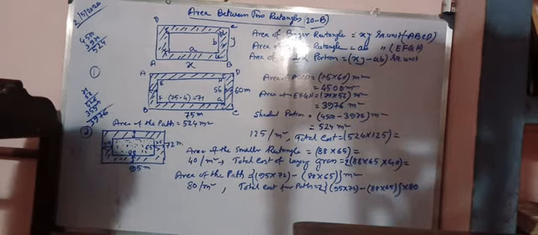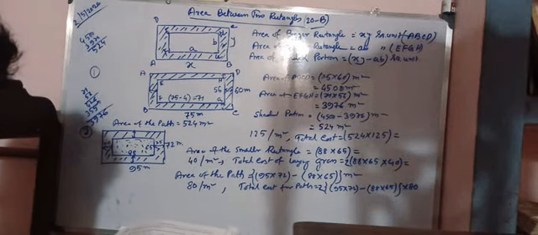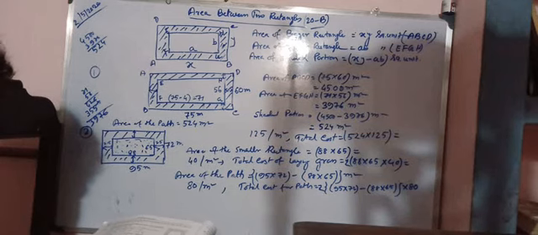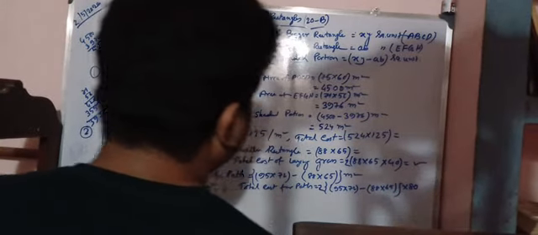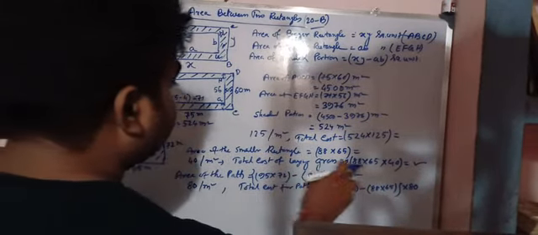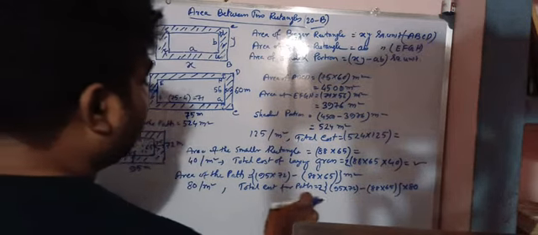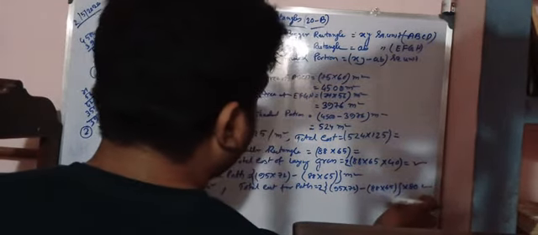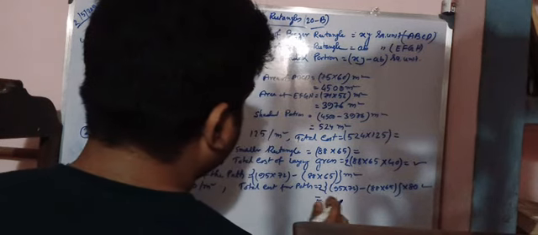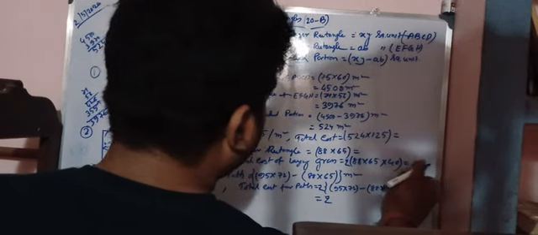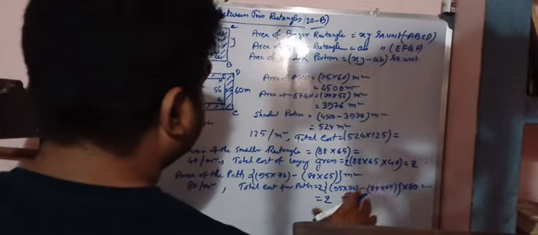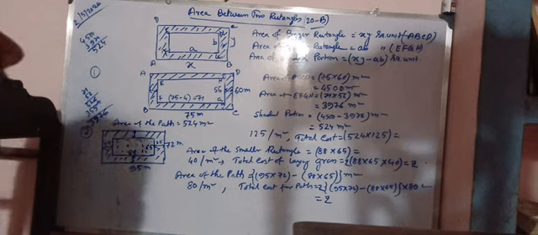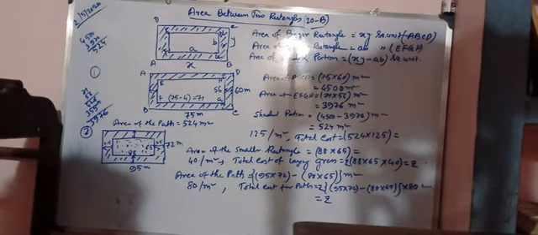Now my total expense is equal to the total cost of laying grass and the total cost for the path. If we add this, it will come to some rupees, and this will also come to some rupees. If we add this and this, we get the total expense.